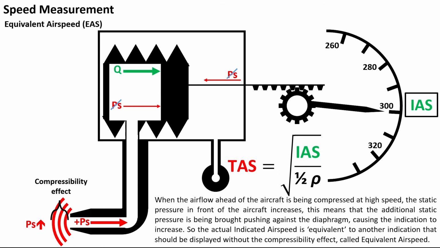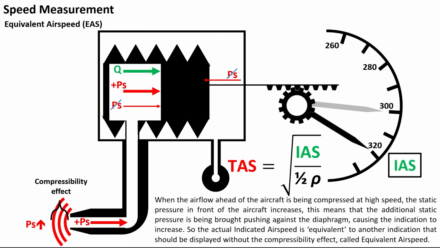And so you have an additional static pressure that you bring to the diaphragm, and so it's going to push there in the diaphragm and show a higher indication. But the problem is that here, that additional static pressure, you can't compensate for it, because it's not the natural pressure of the air around. It's an additional static pressure that you brought because of the compressibility effect.